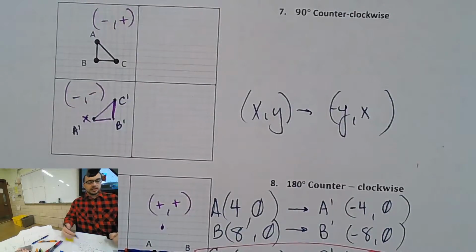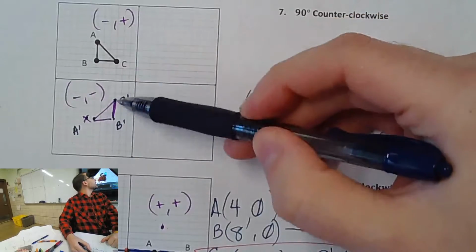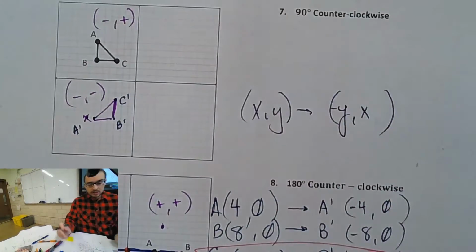So one of our signs changed, which makes sense. You can see that happening here, right? That's going to happen with those coordinates. X and Y change spots. Why did X and Y change spots? Does anybody know how to explain that?